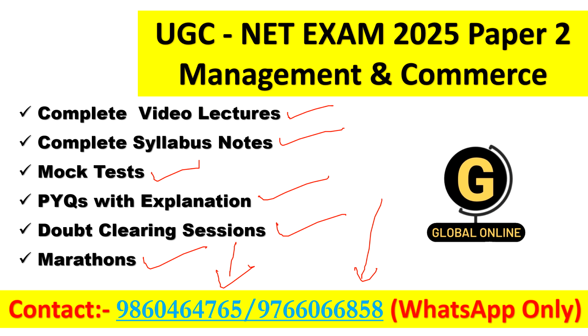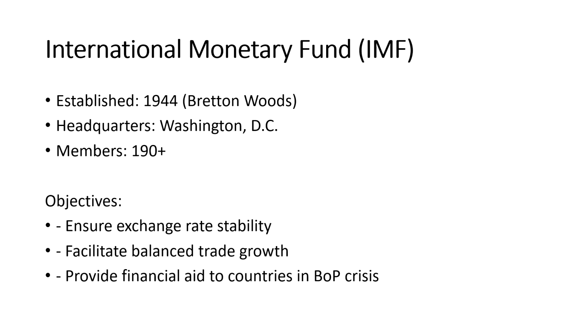Now let's start with the theory session. Let's begin with the IMF, the International Monetary Fund, which is the important body in the globe responsible for making stable financial movement in the member countries. The IMF was established in 1944 at the Bretton Woods Conference. In that conference it was decided that the IMF should be established. Headquarters are in Washington DC, and the member countries are more than 190.